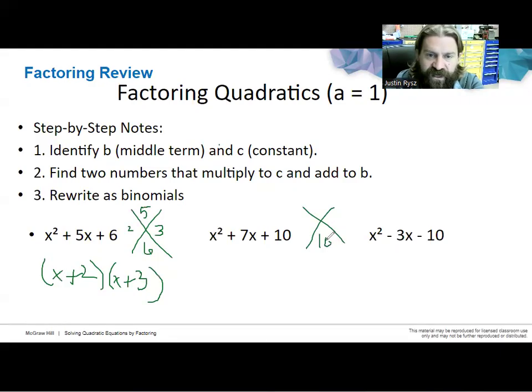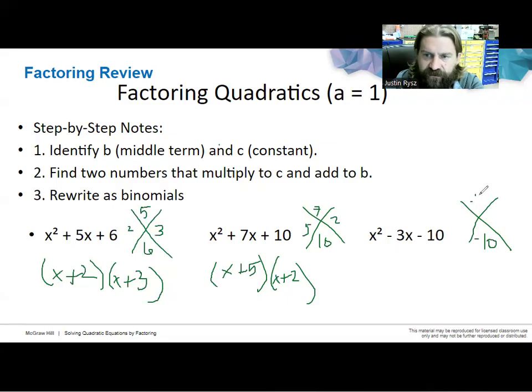All right, what multiplies together to give us 10 and adds together to get 7? 5 and 2. Always think about what multiplies first, not what adds. So we get x plus 5, x plus 2. And then just be careful with the negatives. What multiplies together to give us a negative 10 and adds together to get negative 3? That'd be a negative 5 and a positive 2. So we get an x minus 5, x plus 2. See the slight difference that the plus and the minus made between these last two problems.